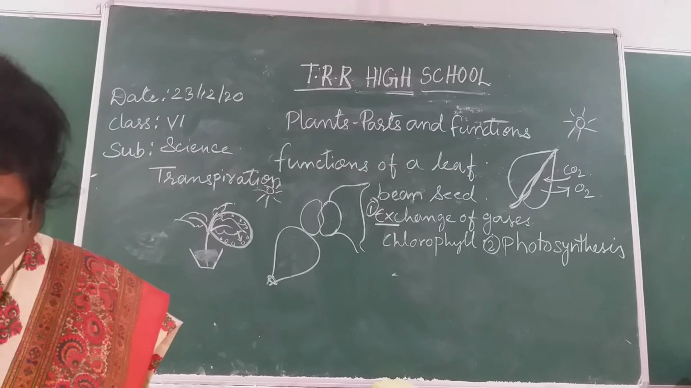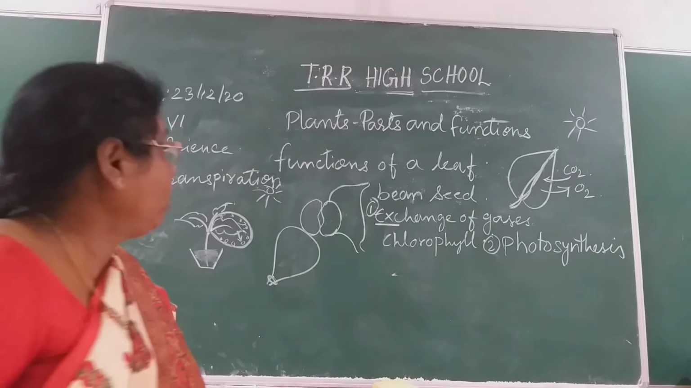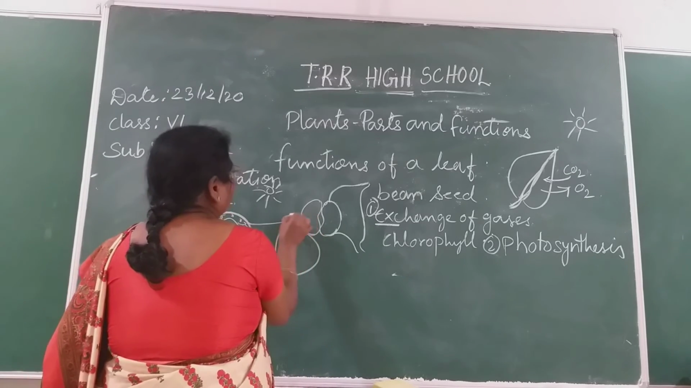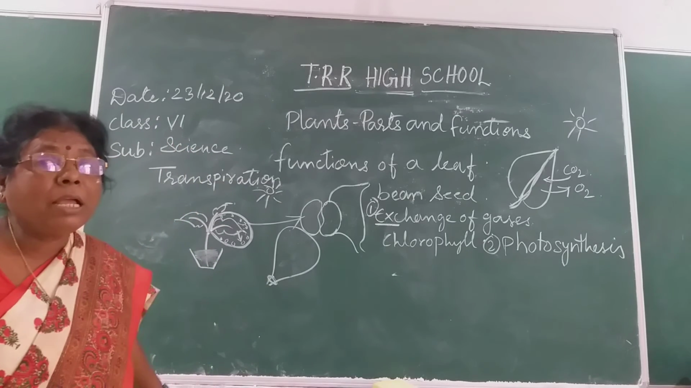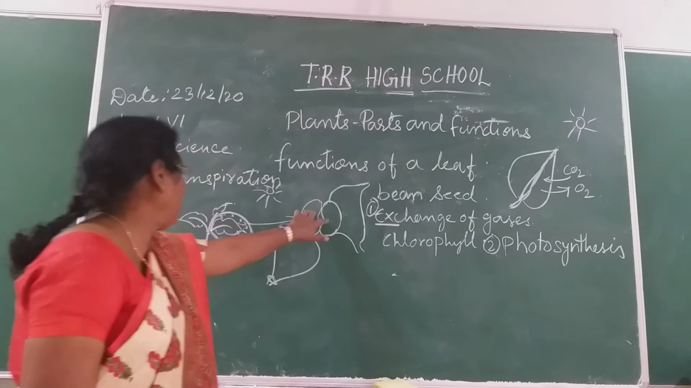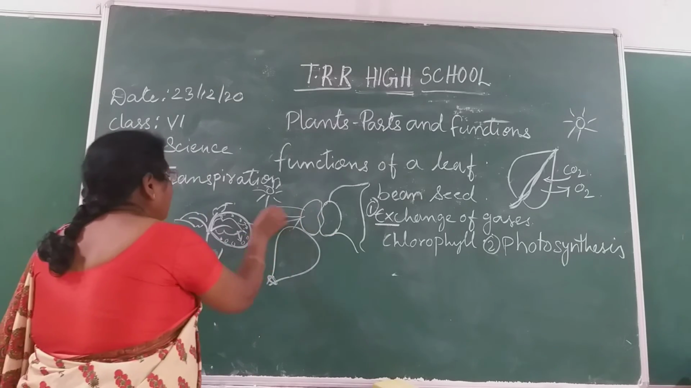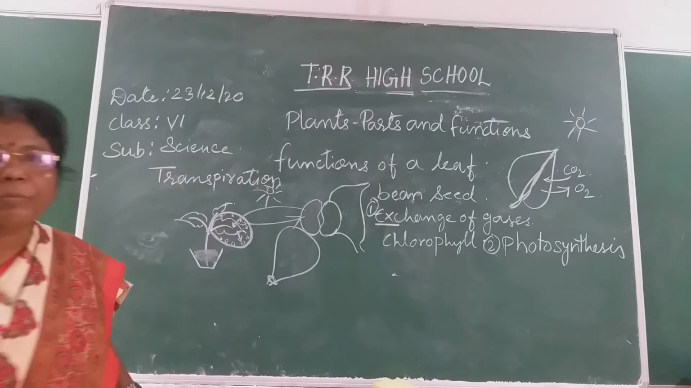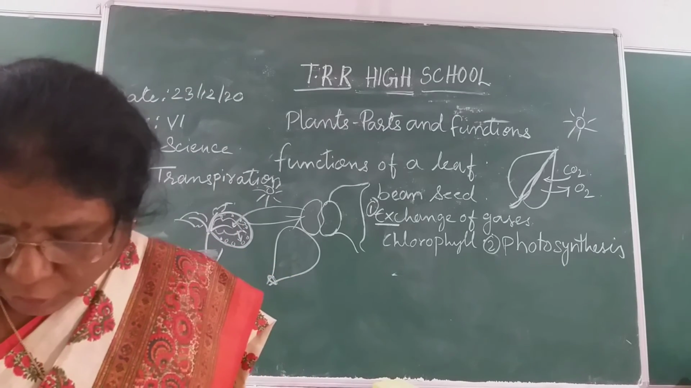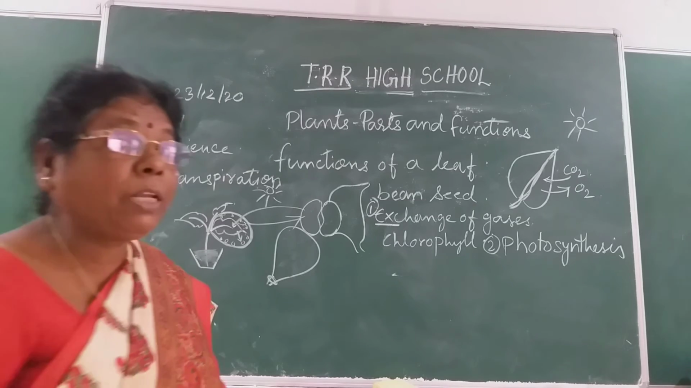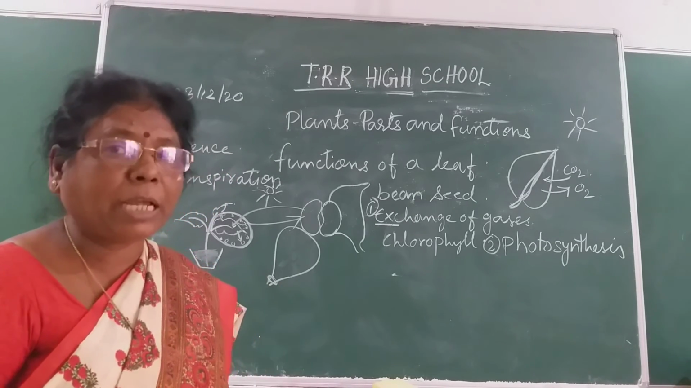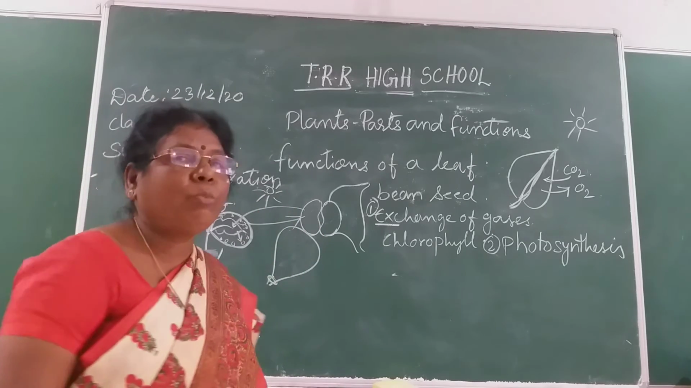Plants release excess water from their body through the stomata. Where do you find the stomata? In the leaf. So what will happen if transpiration does not take place? The plants will die due to excess water in their body.